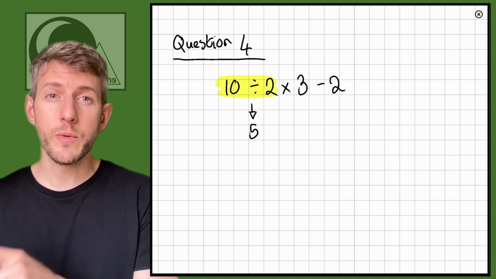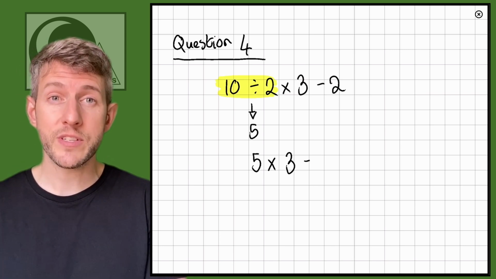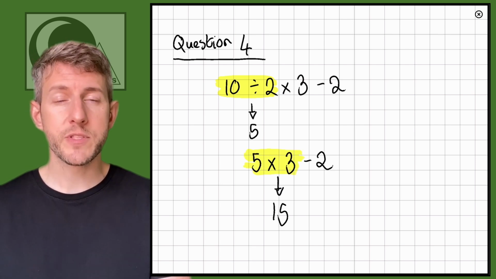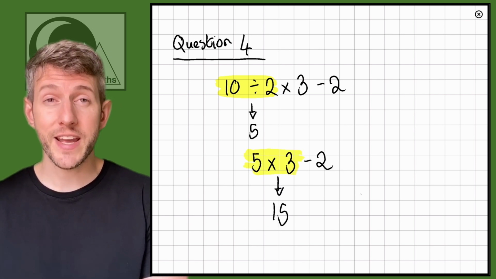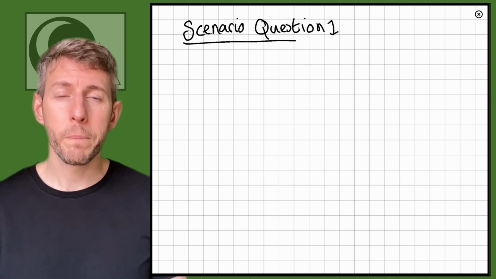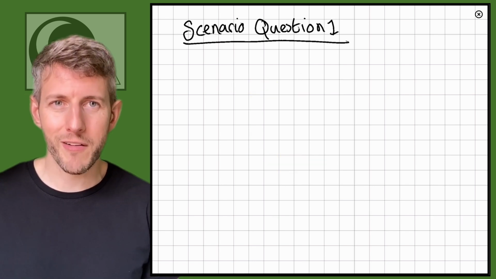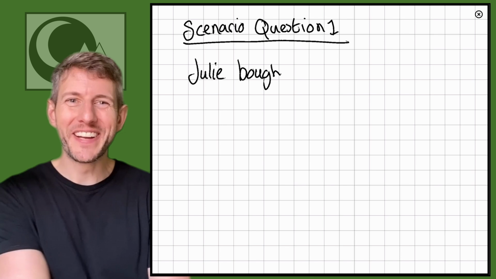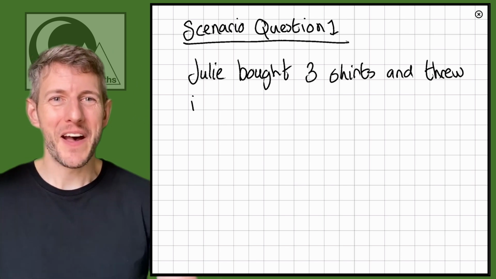So what we're going to do, we've got 10 divided by 2, which is 5. 5 times 3 is 15. 15 take away 2 is 13. So there we go. That's how we'd do question 4. Right, let's move on to some scenario questions. So here we go. These scenario questions are a bit funny, but let's have a look.